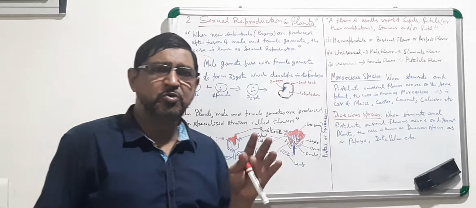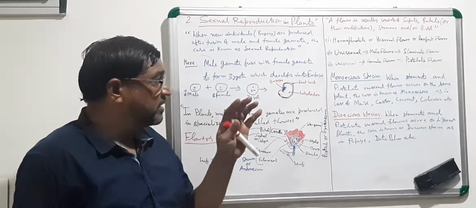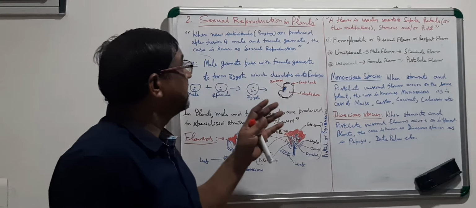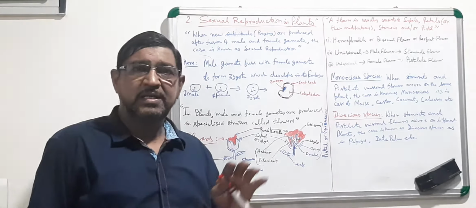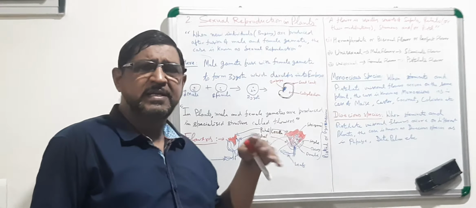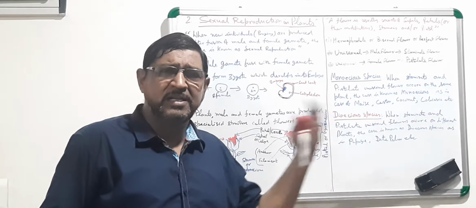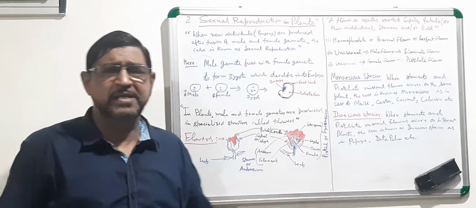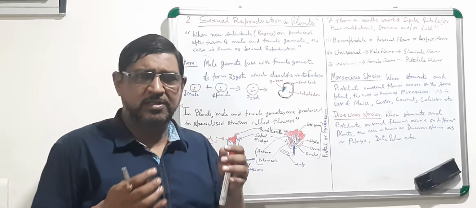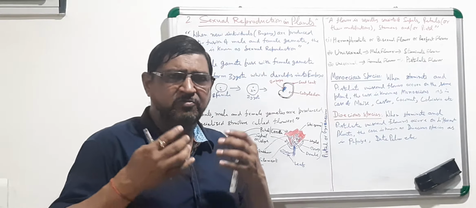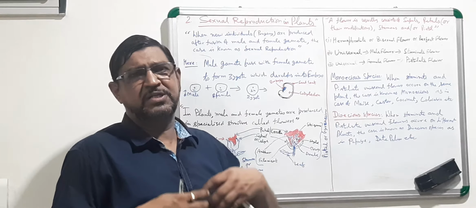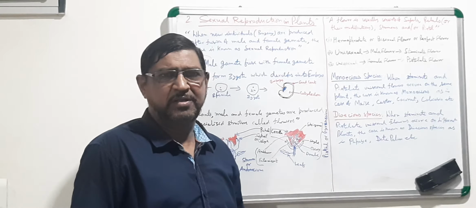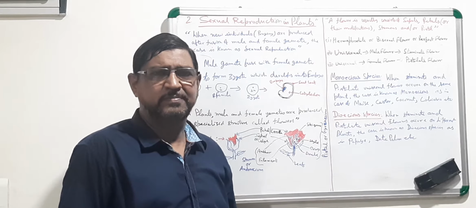I will be continuing the sexual reproduction in plants. The same thing is happening in animals and in human beings also. As I said, what is the need of this reproduction? The need of reproduction is to produce the new generation, the next generation.